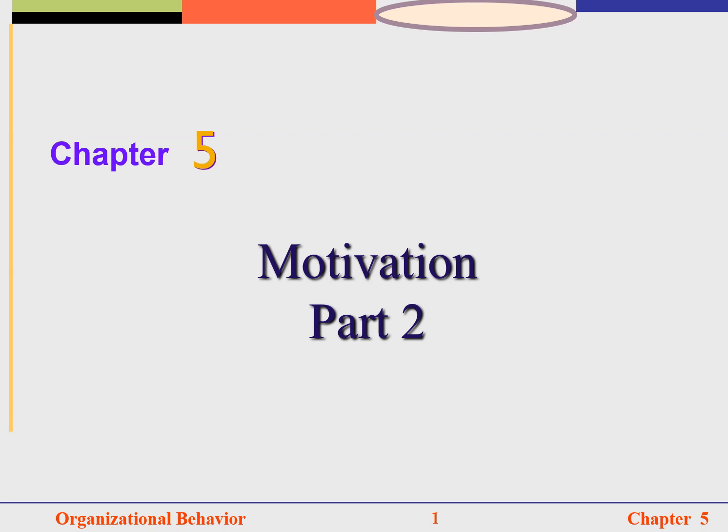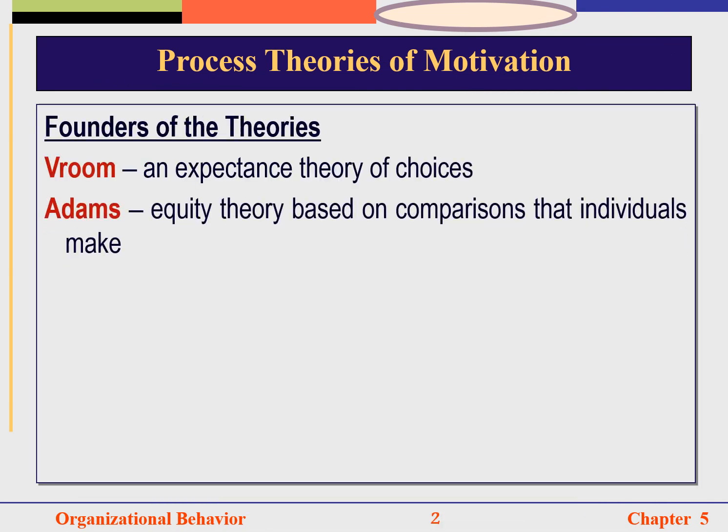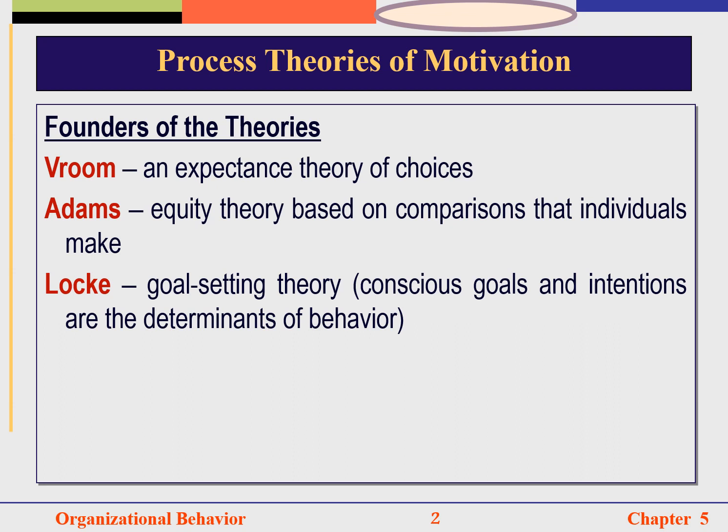Today we'll talk about the next group, or the second group of theories that try to explain motivation, which are the process theories of motivation. As before, there are many process theories of motivation. First, Victor Vroom's theory, which we call the expectancy theory of motivation. Adams, the equity theory, and Locke, the goal setting theory. What is common among all of these theories is that they explain motivation as a process, not just a reflection, like the content theories of motivation.